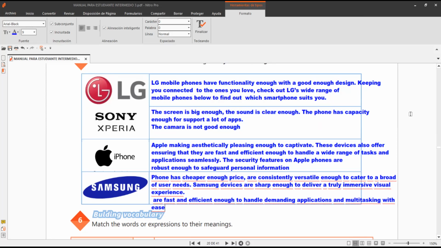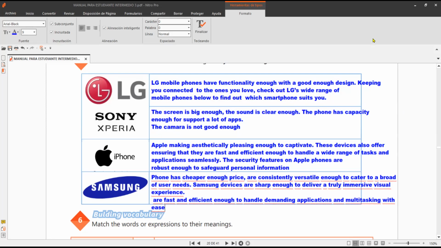Okay. About iPhone, Apple making aesthetically pleasing enough to captivate. These devices also offer ensuring that they are fast and efficient enough to handle a wide range of tasks and applications seamlessly. The security features on Apple phones are robust enough to safeguard personal information.